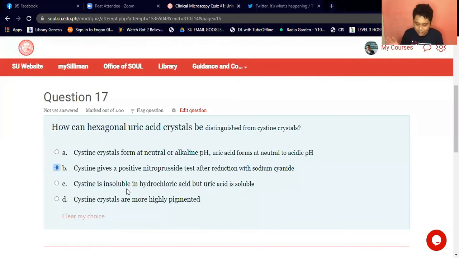Whenever it's cysteine versus uric acid, always take note of the cyanide nitroprusside test. Because cysteine is positive, uric acid is negative. Take note of that. That's the test that can differentiate them. The cyanide nitroprusside test. Positive for cysteine. So how do you remember? Cyanide, letter C. Who is positive? Letter C. Cysteine.